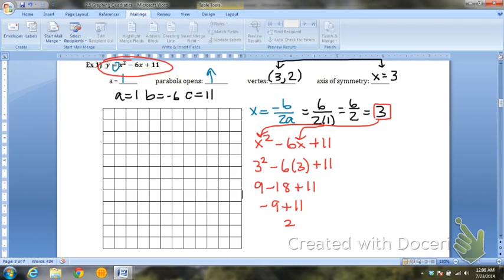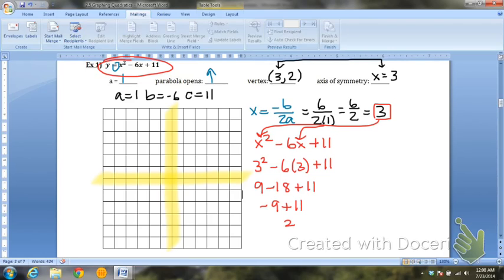Perfect. All right. So what we're going to use our highlighter for is to draw our x and y axis on these graphs. So with your highlighter, just draw a rough estimate of your x and y axis. Okay. And then we're going to graph our vertex. Remember, vertex is the point 3, 2.